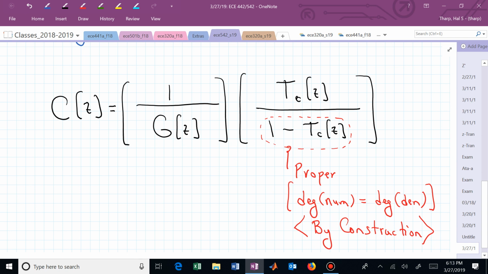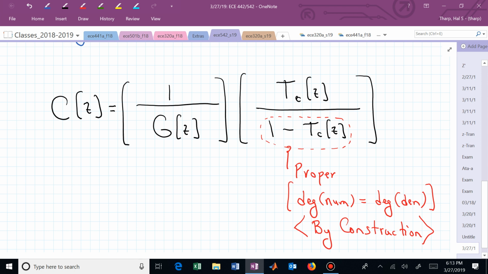The first one that I've already identified is I've said that 1 minus T sub C of Z, that's the denominator, one of the pieces of the denominator package that's creating capital C of Z, that's proper, meaning the numerator degree is the same as the denominator degree. And that's by construction. If I say 1 minus some rational expression, and if I get a common denominator, the 1 is going to have a numerator and denominator equal to the denominator of T sub C of Z.